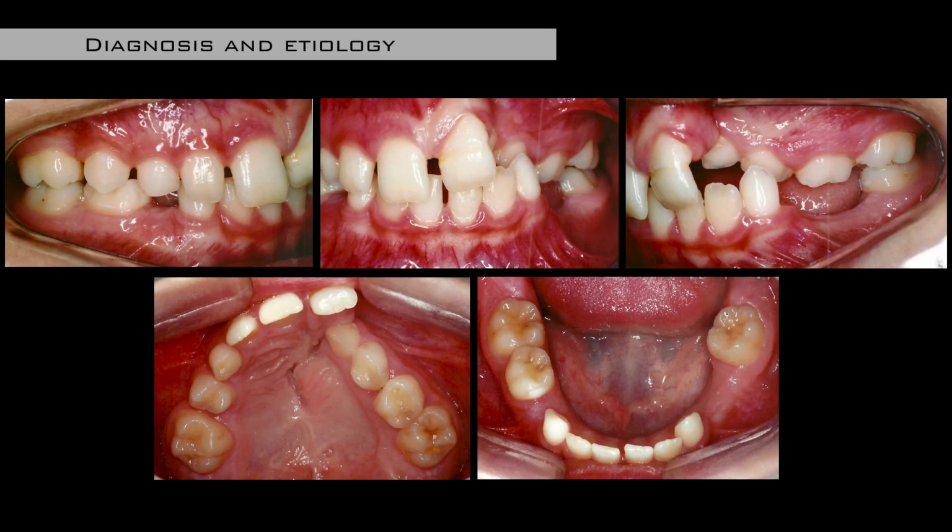In intraoral analysis, it was possible to observe the presence of an anterior crossbite, posterior crossbite on the left side, midline deviation, cant of the occlusal plane, the absence of the lateral incisor that was confirmed by radiographs, and the transposition of teeth 23 and 24 that was also confirmed and identified on the panoramic radiograph.